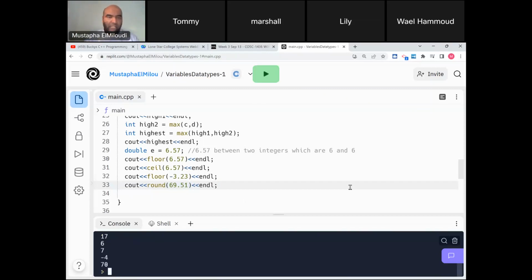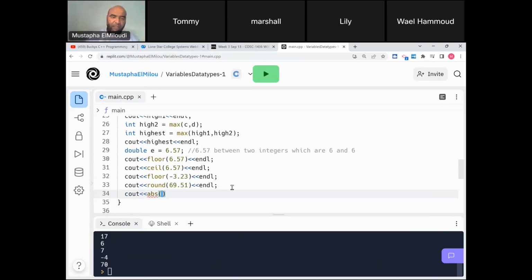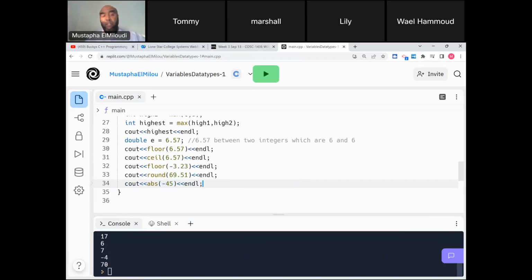All right. Okay, there is one more, which is the absolute value. So we learned in math that the absolute value is always positive. So if I put -45, it is always going to change. If it is positive, then it's going to stay positive. So somebody may say, why do we need to use this absolute value? Well, there are a lot of situations when absolute value saves a lot of headaches, a lot of coding.